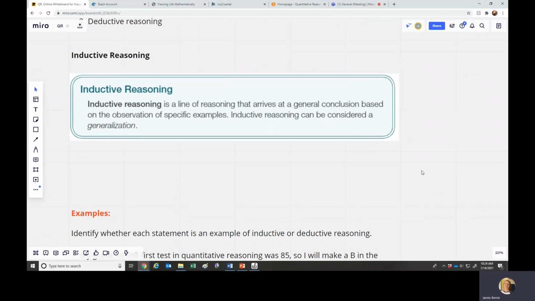It says inductive reasoning is a line of reasoning that arrives at a general conclusion based on the observation of specific examples. So it's going from specific examples to a general conclusion. We're going to see that deductive reasoning does the opposite. Inductive reasoning gives you specific examples, and it's going to arrive at a general conclusion. And inductive reasoning can be considered a generalization.